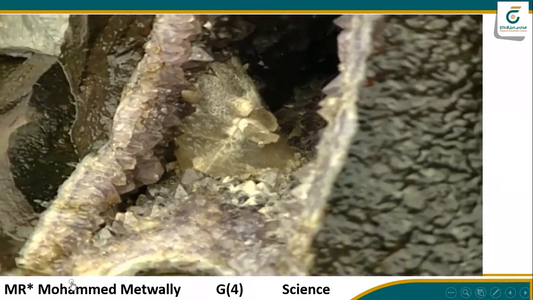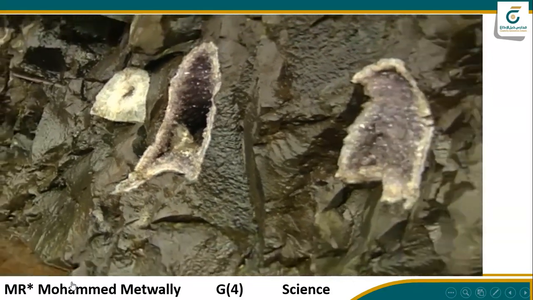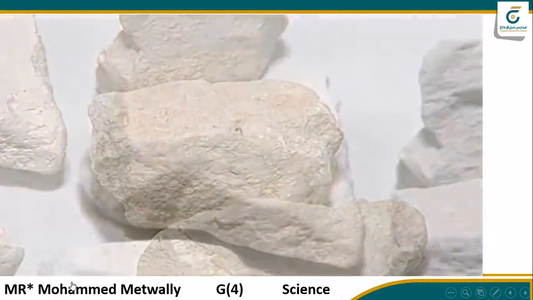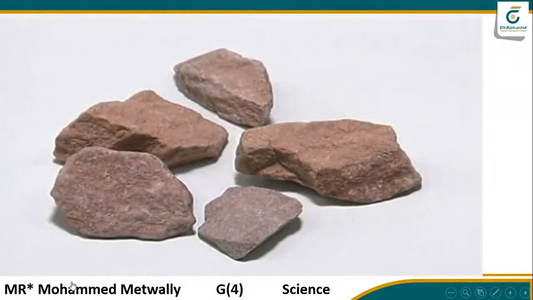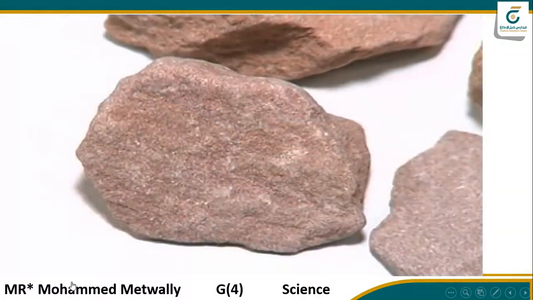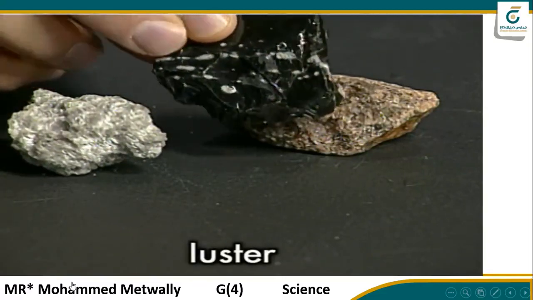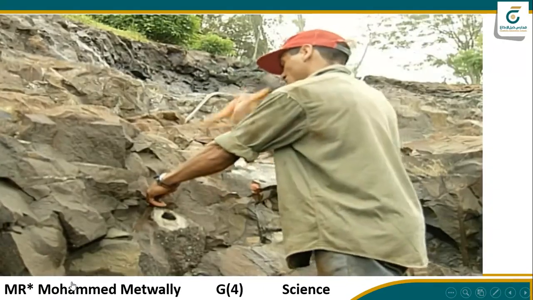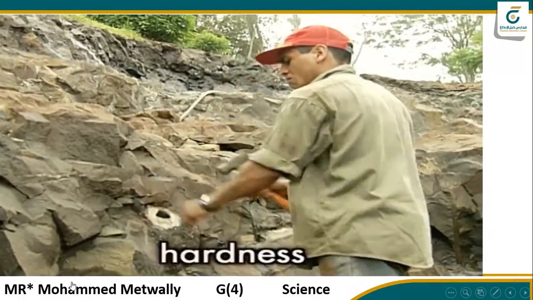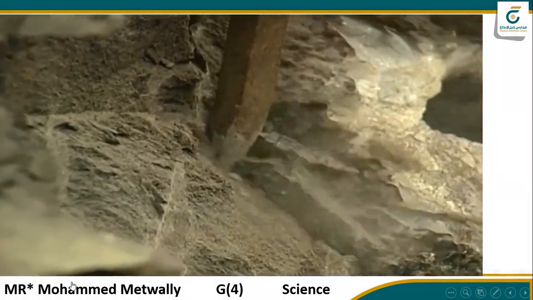Rocks are made up of minerals, which are natural, non-living, solid crystals. Most rocks are made from a combination of minerals. Scientists find out which minerals are present in rocks by testing their properties. One mineral property is luster. Luster is the way the surface of a mineral reflects light. Scientists also identify minerals by testing hardness. Hardness is how easily the surface of a mineral can be scratched.